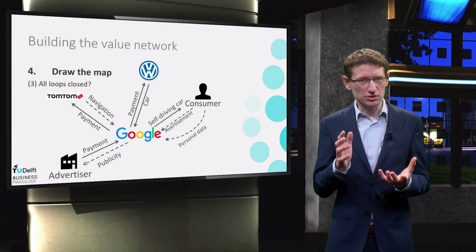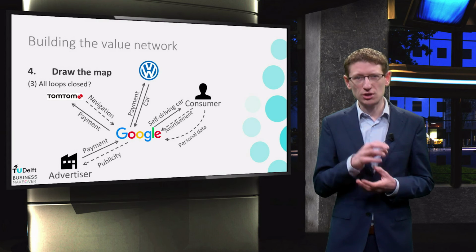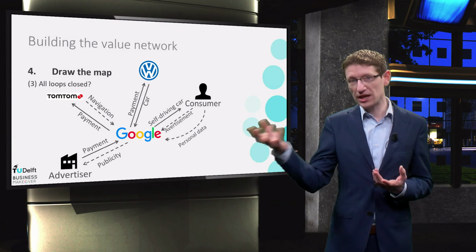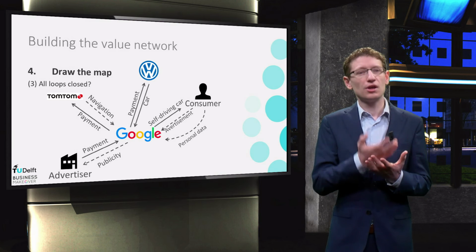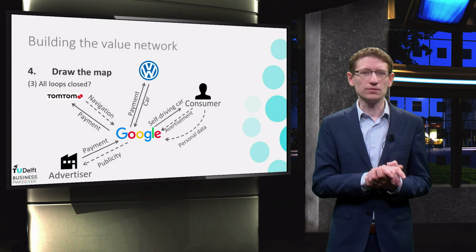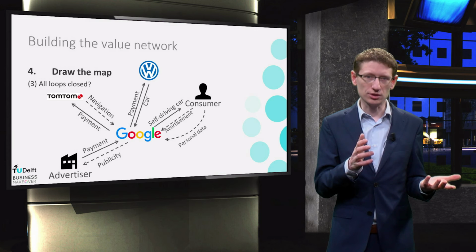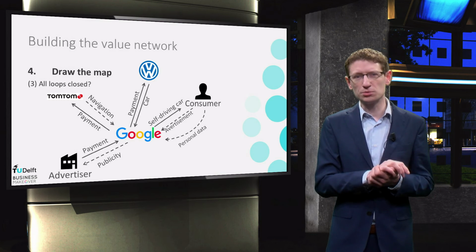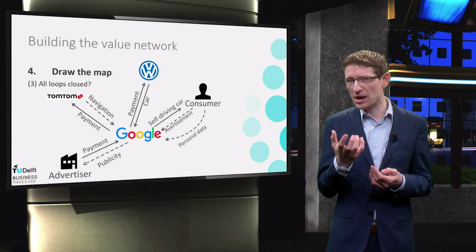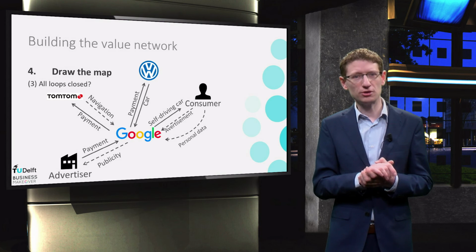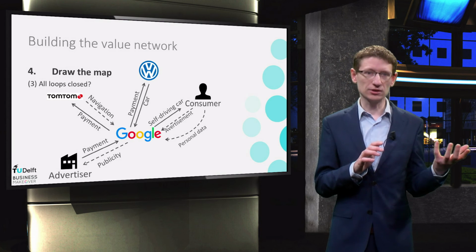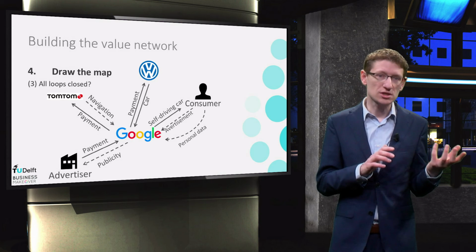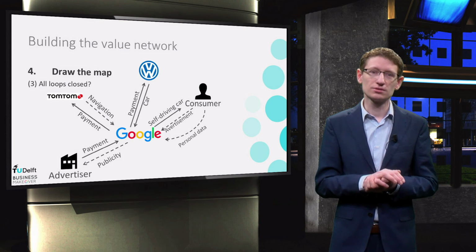And then the most important check. Check if all the loops are closed. If actors only give and don't receive, your value network is not viable and your business model is not going to work. If you found a loop that isn't closed, then perhaps you forgot a certain value flow, or perhaps you're making the wrong assumption about what's in it for your partners.